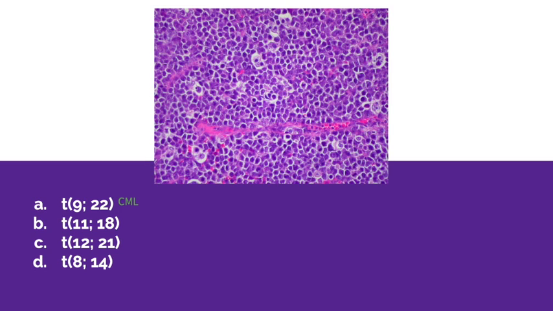And for option B, that is marginal zone lymphoma. Remember, it includes the smallest number from mantle cell lymphoma, which is 11, and the largest number from follicular lymphoma, which is 18. So that is an 11-18 translocation. Option C, 12-21. I don't have a mnemonic for this, but that is ALL. And finally, option D, 8-14, and that is the answer. Remember, we think of the B in Burkitt's as the number 8, and remember that basically all lymphomas except one have chromosome 14. So 8-14, Burkitt's lymphoma.